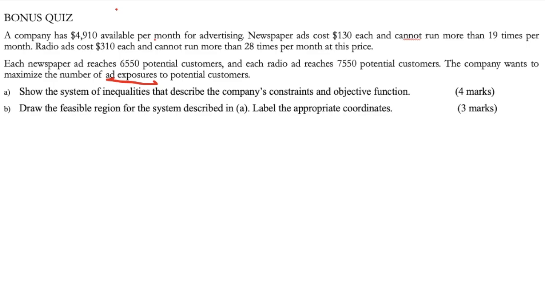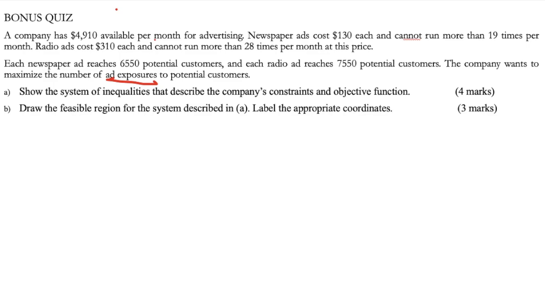So can you see your objective here is you want to reach as many customers as you can so that they can see your advertisements. You want as many as you can, which means you want more exposures to them. So as much as you can reach, you want to maximize the number of exposures.